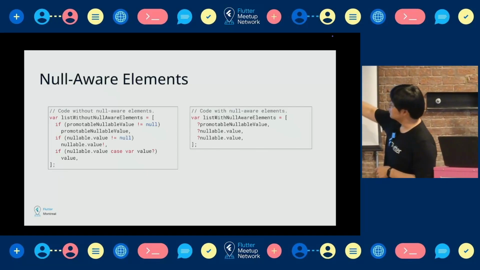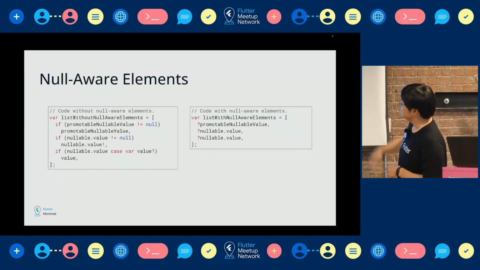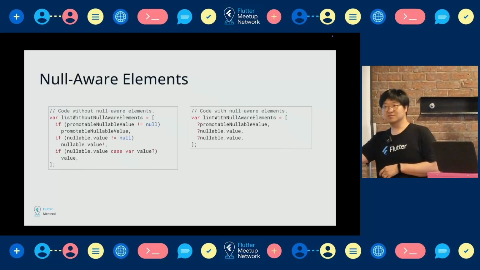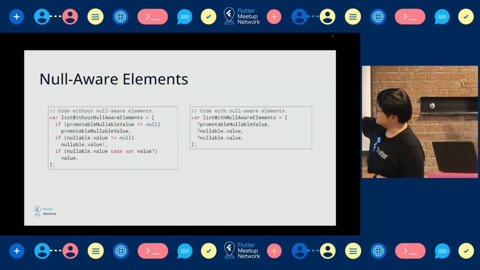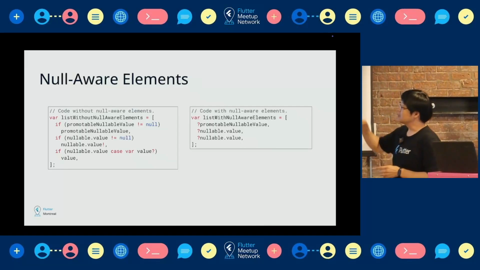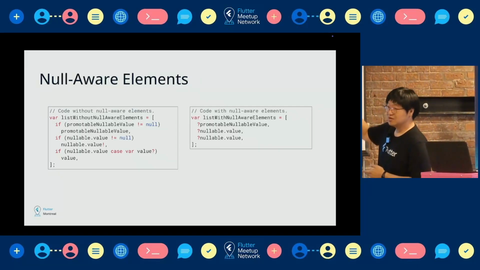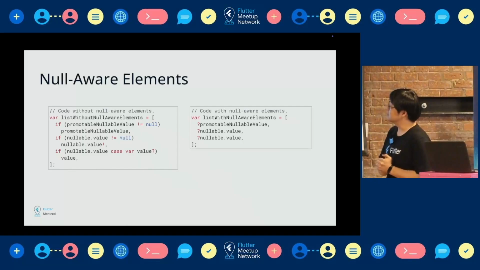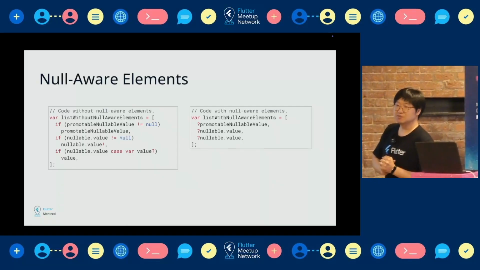So, the question mark, and then you put the value. If it's a null value, it's not going to be in the list. What we had to do before is on the left. You do the if condition, and if it's not null, you put it in the list. If it's null, it's going to be removed from the list. So it makes the code much cleaner.